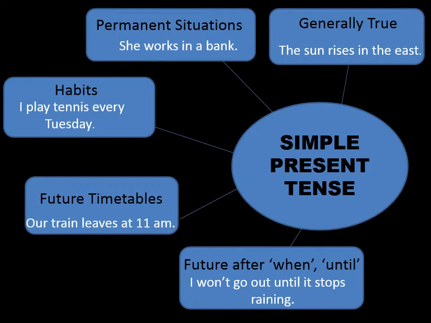First, we use the simple present tense when something is generally true. For example, the sun rises in the east. We also use it for a situation that we think is more or less permanent. For example, she works in a bank.